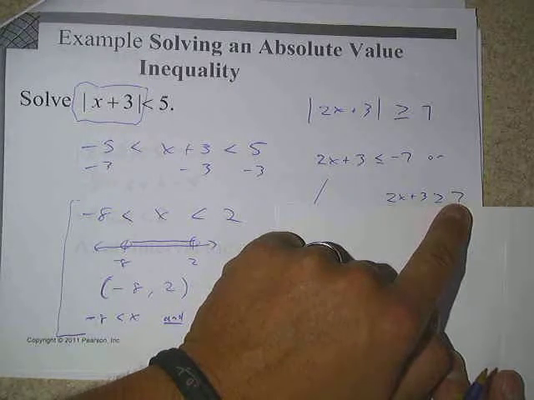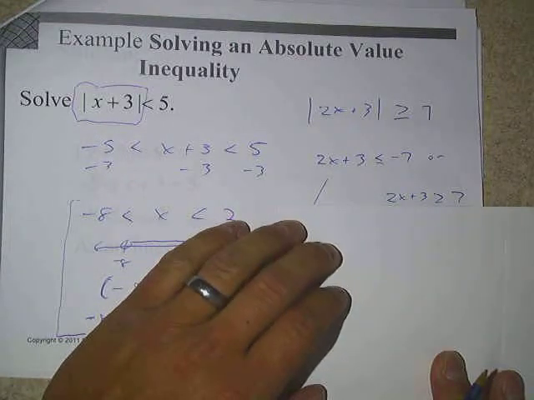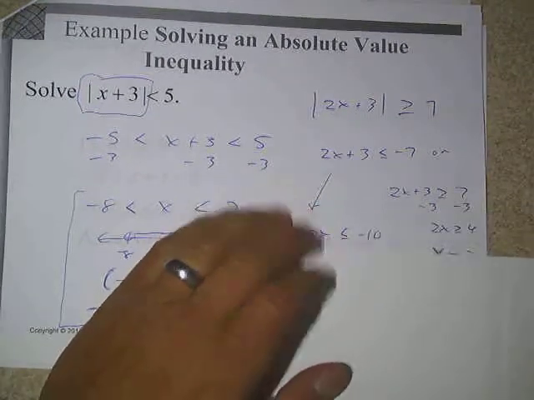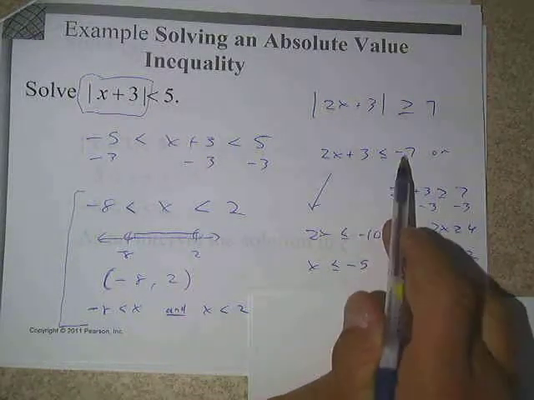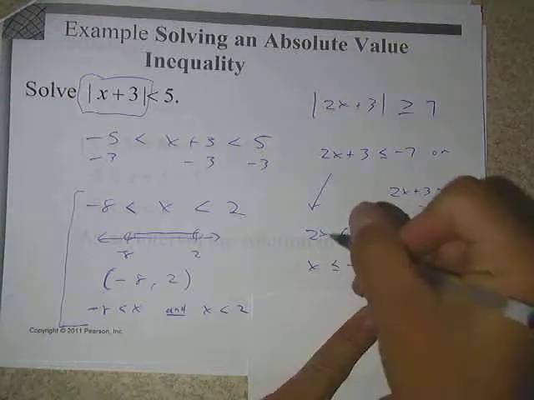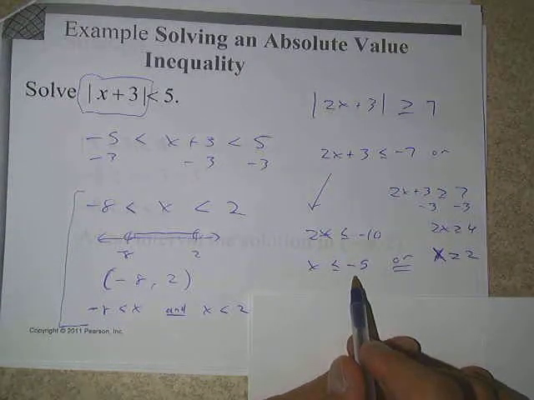Our a is 7, so the opposite of a would be -7. I'm going to connect it with an or. And I'm going to write 2x plus 3, which again is u, is greater than 7, which is our a. So I'm just following the rule just like it's written on the previous page. Okay, and then from there, what I'm going to do is solve those two simultaneously.